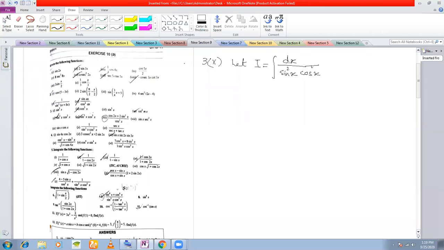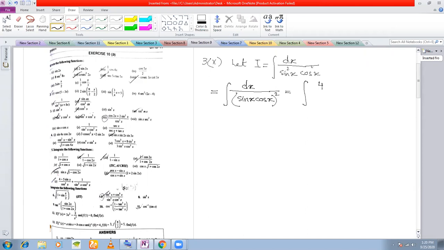Yes, we will, sir. Integrate, sir, in exactly a similar manner. First, what you will do here is write this as the integration of dx by (sin x cos x) whole square.